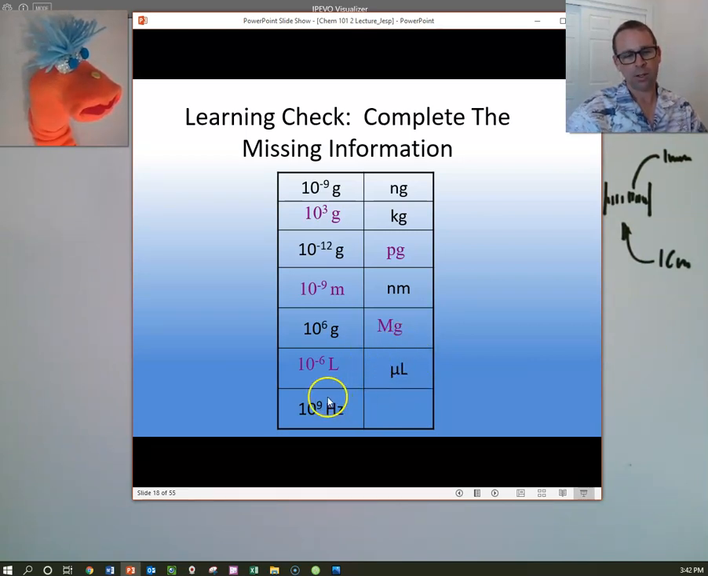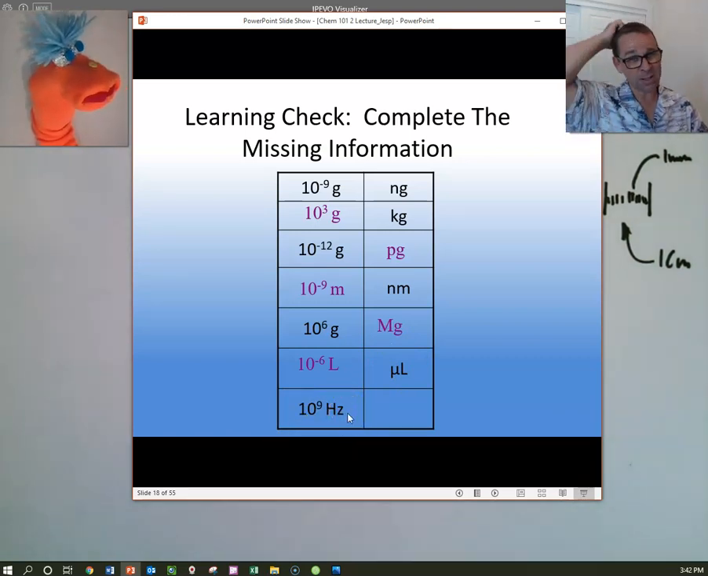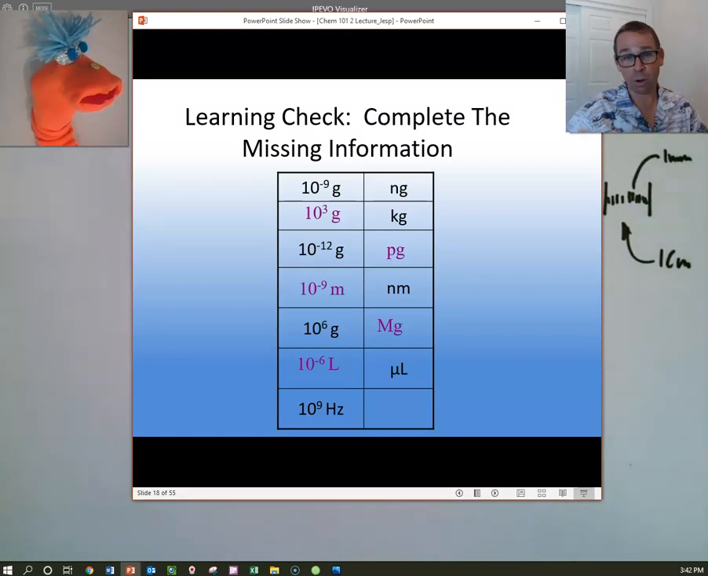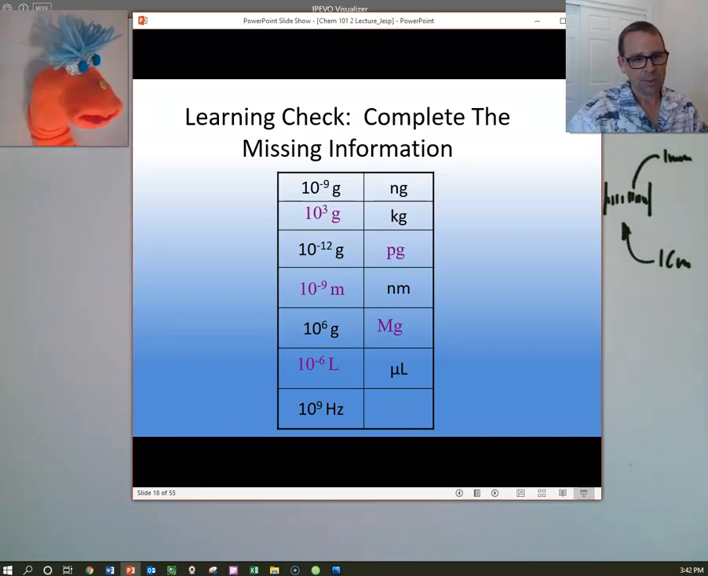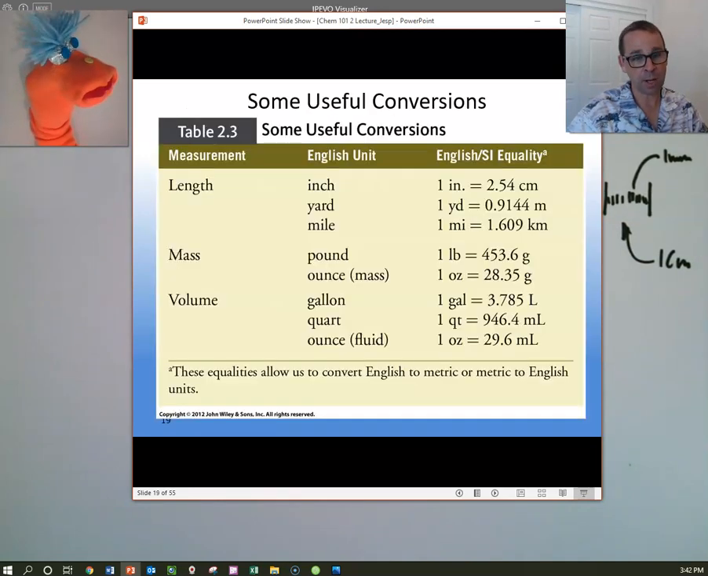Very good. And 10 to the 9th hertz. What's a hertz? Well, it's a cycle per second is what it stands for. So it can mean a cycle of whatever thing. It could be your hard drive. It could be how fast a wave is passing through a system, right? That is a mega or gigahertz? Megahertz. That's right. Oh, sorry.